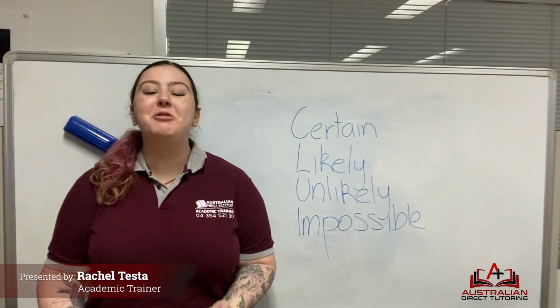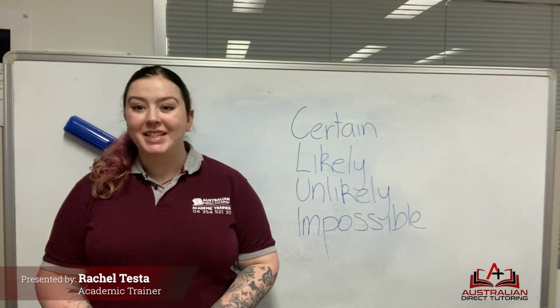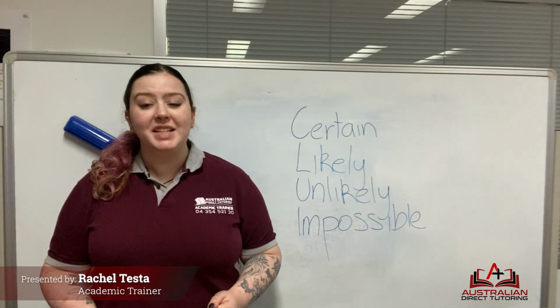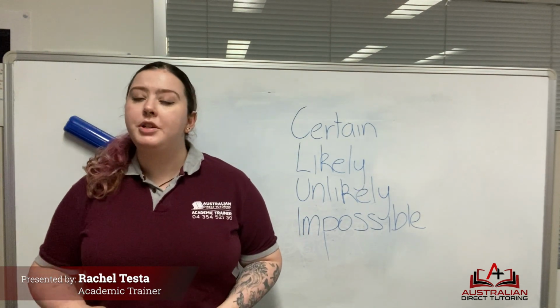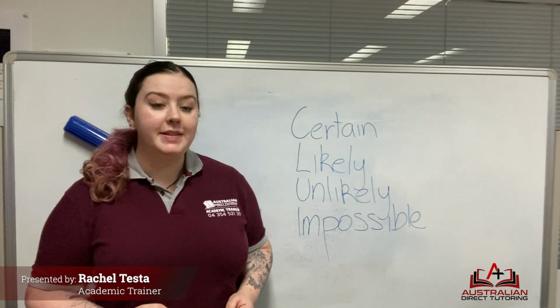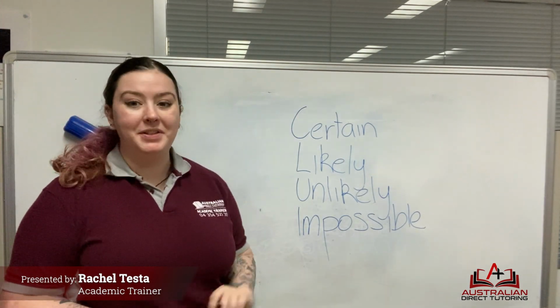Everyone! Today we will be learning about probability. Probability tells us how likely something is to happen. The more likely something is to happen, the higher the probability. There are 4 words that I want you to try and learn today. Those 4 words are certain, likely, unlikely, and impossible.